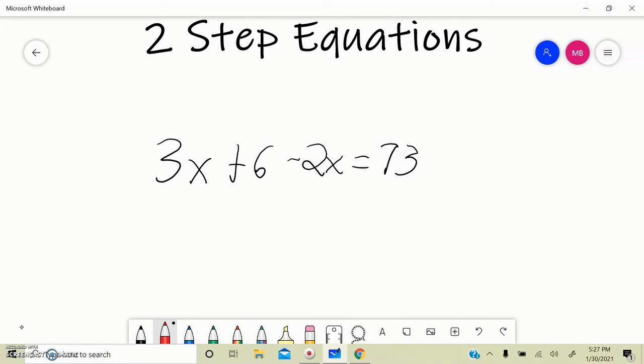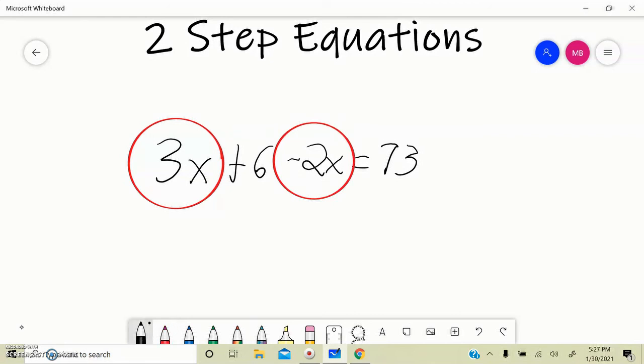So, on my left side of the equation, I have 3x and negative 2x. So what I want to do is combine those first. So I do 3x minus 2x, and I'm left with just x plus 6 is equal to 73. So now, by doing that first step of combining like terms, I'm left with just a one-step equation.